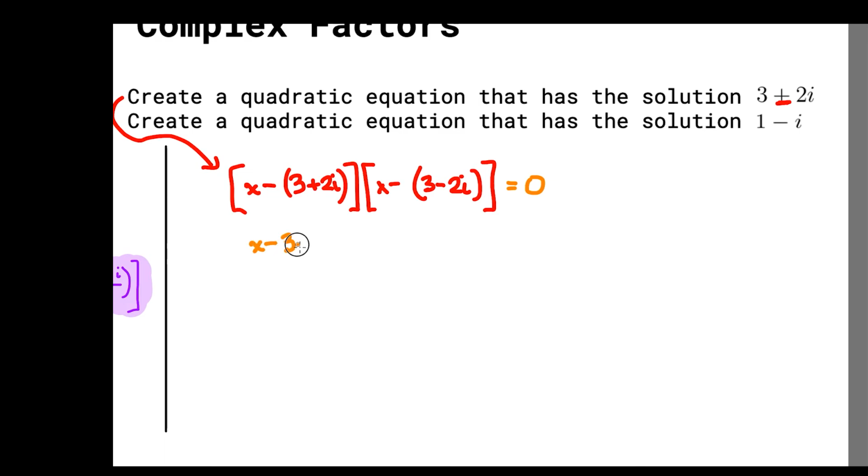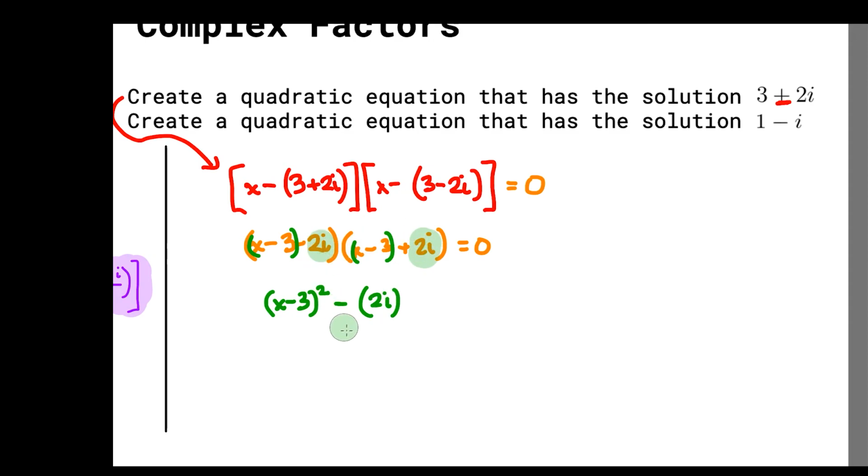So it's going to be x minus 3 minus 2i, and then this is going to be x minus 3 plus 2i is equal to 0. Now, if you notice, we have a conjugate here. This is a minus, this is a plus, so everything else is the same, so technically it's a conjugate, and all we really need to do here is square the first part. So I'm going to square this first part here. You notice those are the same. And then I'm going to subtract off the second part squared, which is the 2i. You can kind of see right here, 2i and 2i are the second part.